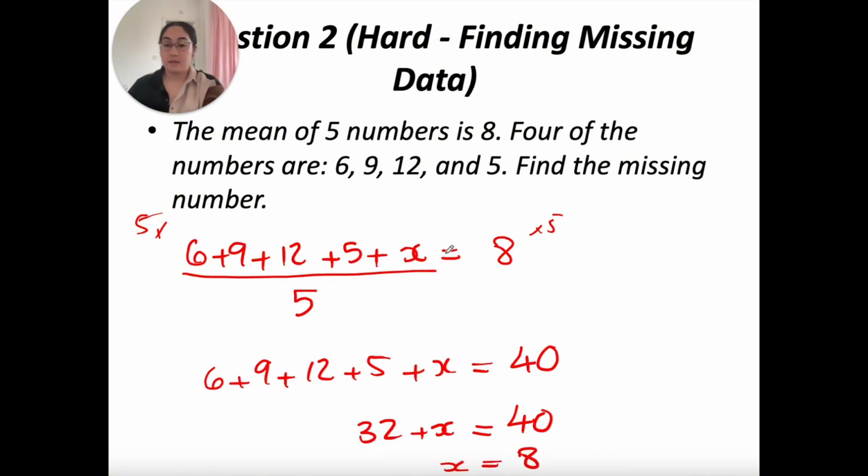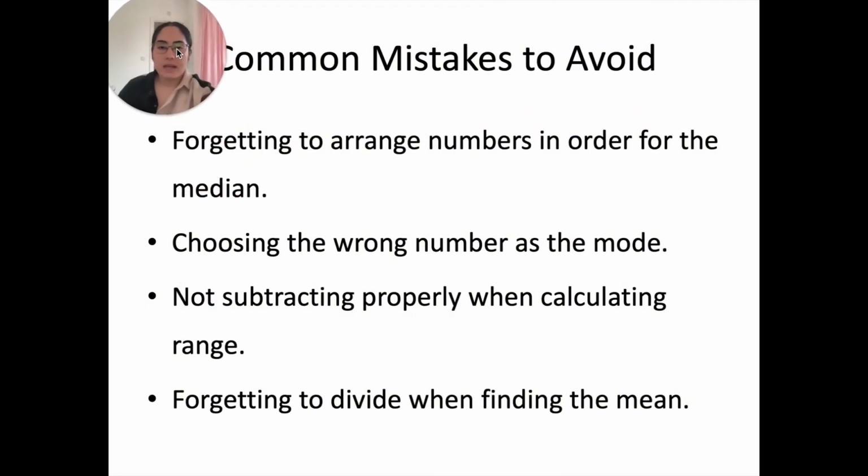Right? And you can quickly double check that. If you add everything up together, do you get 40? If you do, then you've got the right answer. And in this case, we definitely do. Right? Hope that makes sense. Right, let's have a quick look at some common mistakes to avoid with averages.